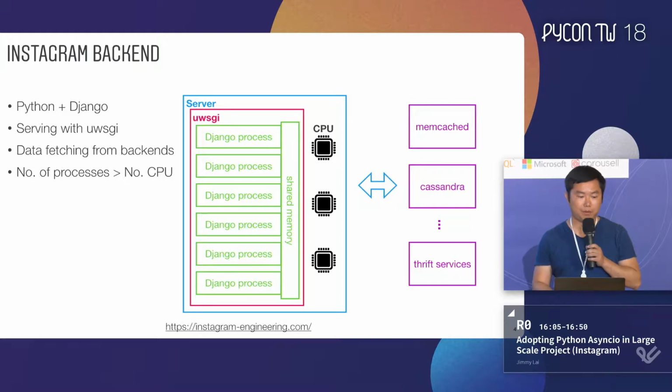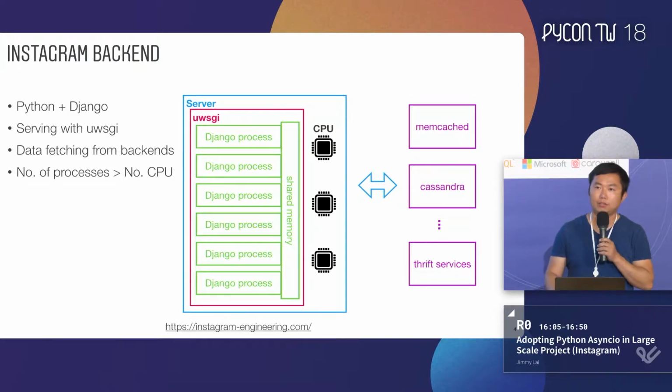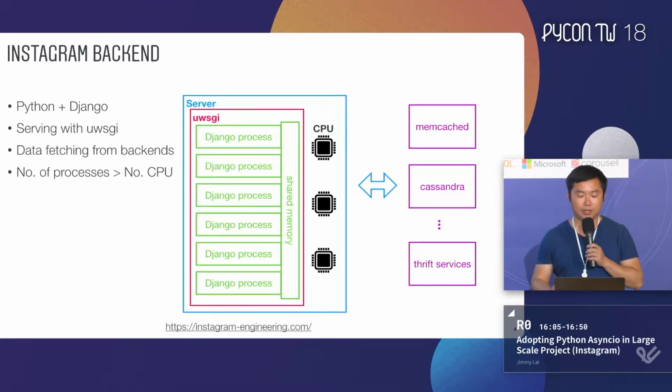We run a Python Django application. When the server starts, it will start in the uWSGI process. There will be a uWSGI master process that starts loading the Django application into memory. After that, it will fork to multiple processes. So that's our web server.